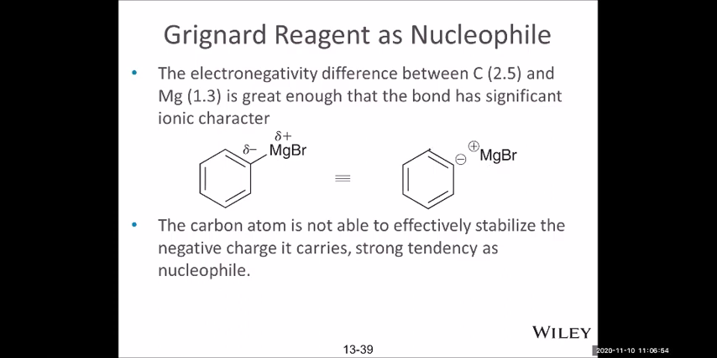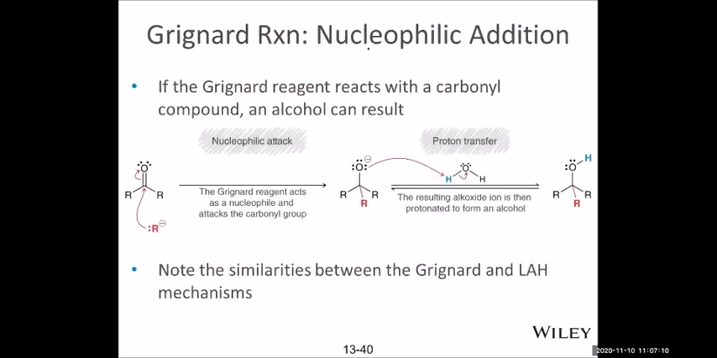And because it's a carbanion with a negative charge, rich in electrons, it attacks electrophiles, such as the carbonyl carbon. So in the reaction with carbonyl, the mechanism goes like this: the carbanion comes from the Grignard reagent. It attacks the electron-deficient, positively charged carbon. And this reaction will give you the intermediate.